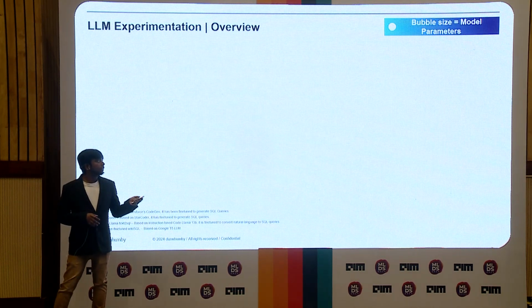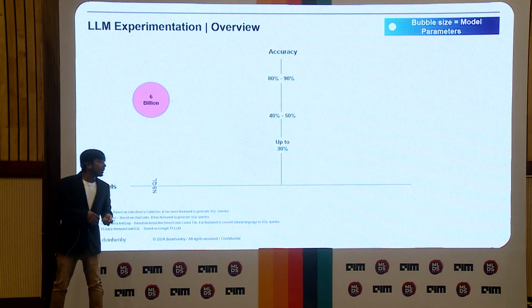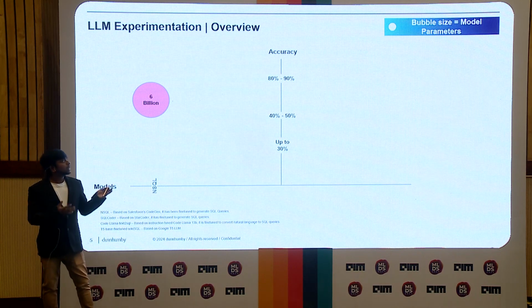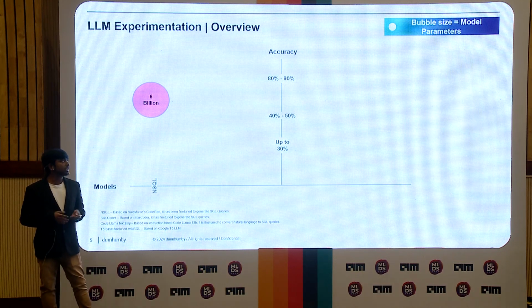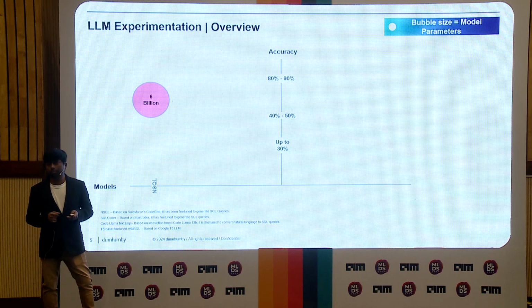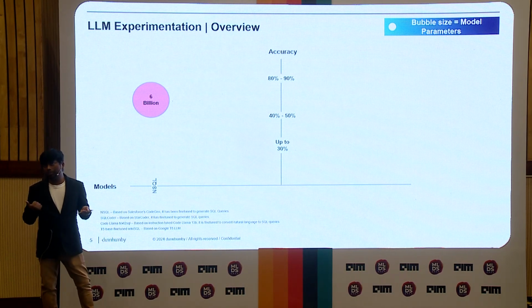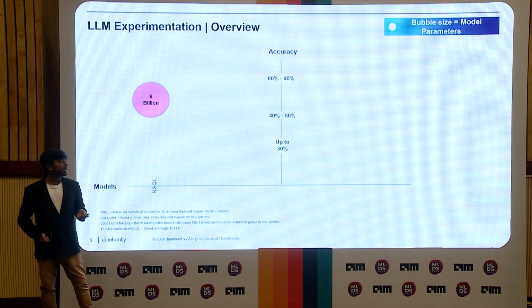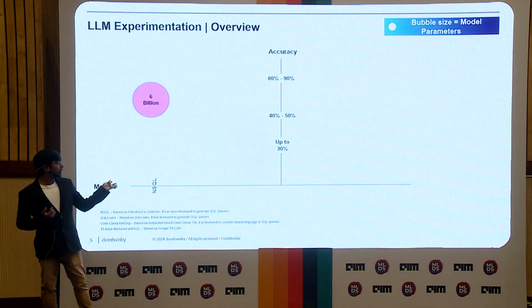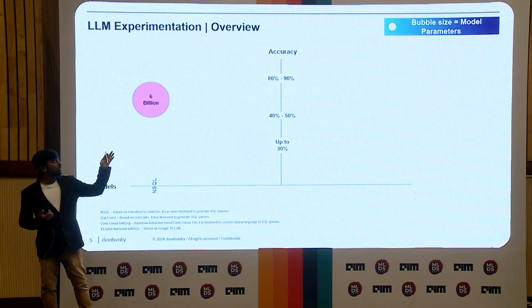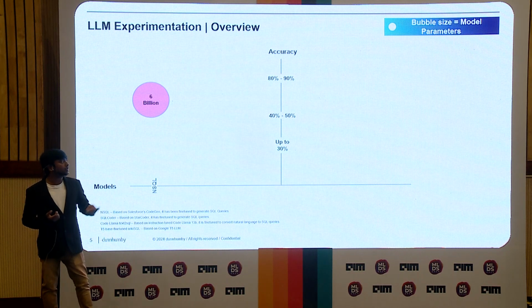So first, we have the model selection. In brief, we'll discuss some of the specific models that we experimented on. All of these models are free, open source, and commercially usable, and they're available on Hugging Face. Here along the x-axis, you will see the models that we experimented on. You have the accuracies along the y-axis, and the bubble size is proportional to the number of parameters.